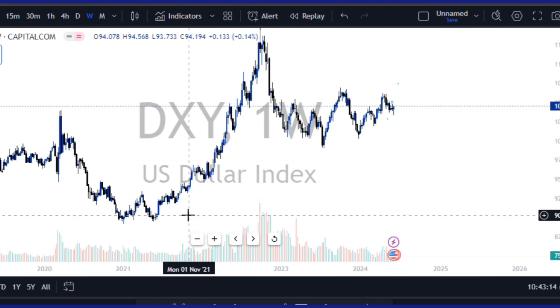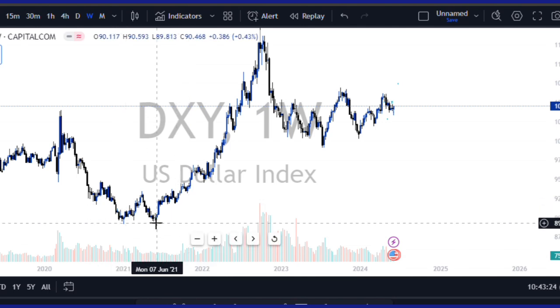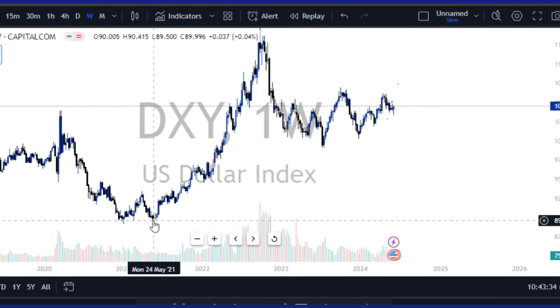It's an index. When the dollar index is selling, pairs like gold, GBPUSD and EURUSD are buying, and when the dollar index is buying, pairs like USDJPY are buying.